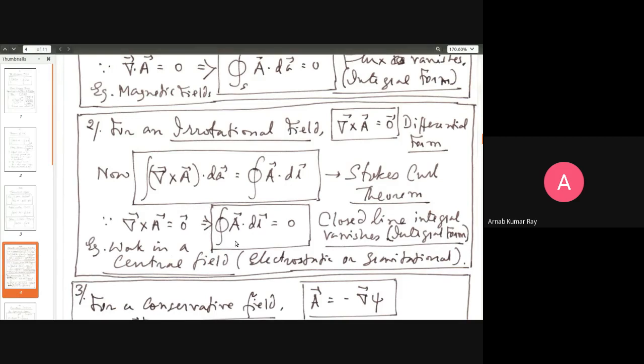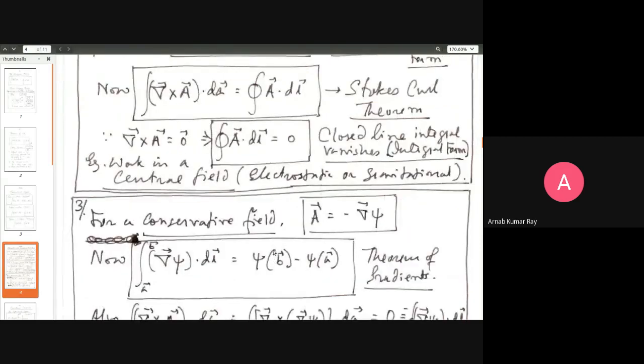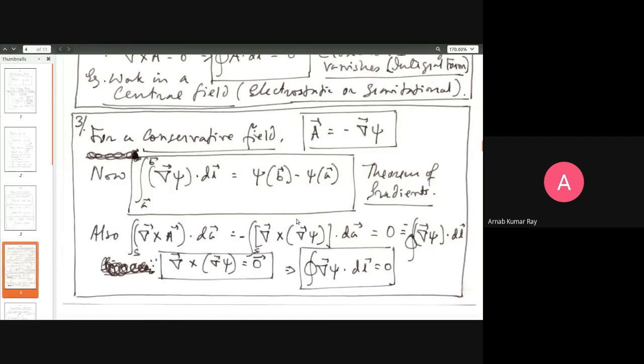Okay, and now just a corollary of that. If you have a conservative field, A is minus gradient of psi. I'm now using a different terminology, not phi, I'm writing psi. We also know that the line integral of the gradient of psi from a to b is psi b minus psi a, from the theorem of gradients.